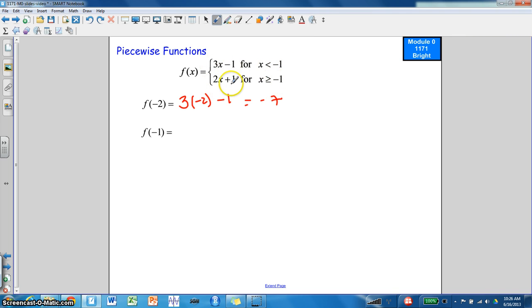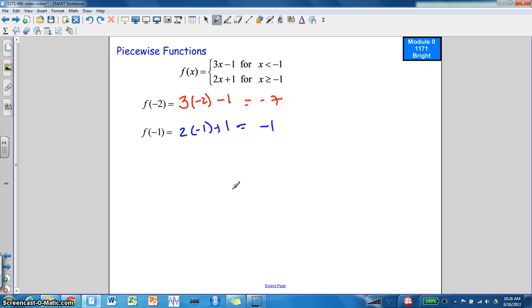Now for the second branch, at -1, -1 is the place where the function changes from 3x minus 1 to 2x plus 1. The key here is we need to look where it's equal to -1, because it's saying the x value is greater than or equal to -1. So I look at my function, and the second branch has equality. So I would use the second branch to evaluate this, substitute in -1, and get out a -1 as a result. Okay, so piecewise functions we will see quite often in this course.